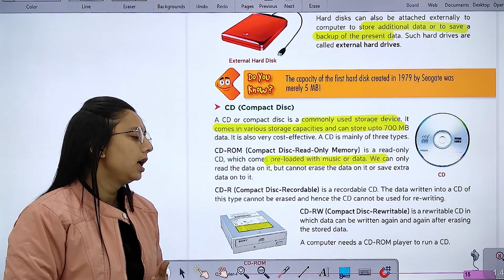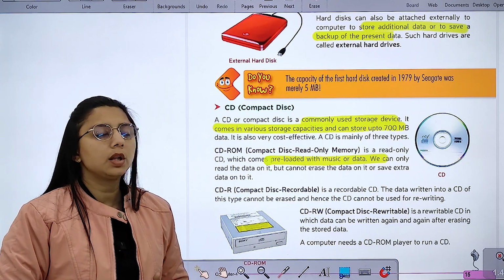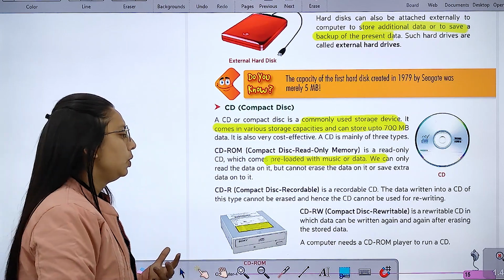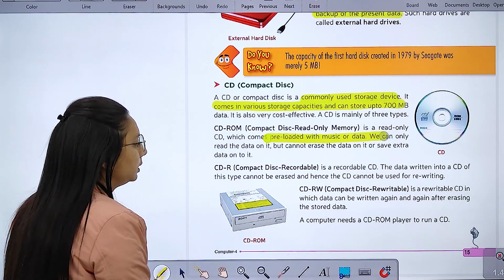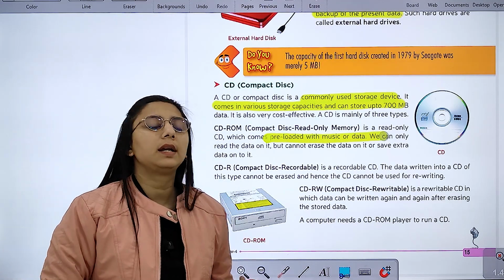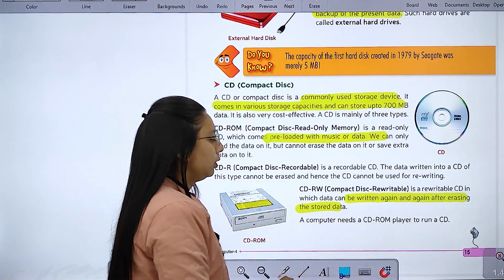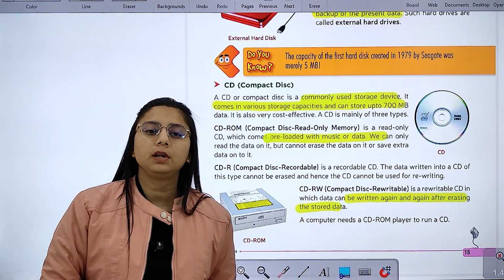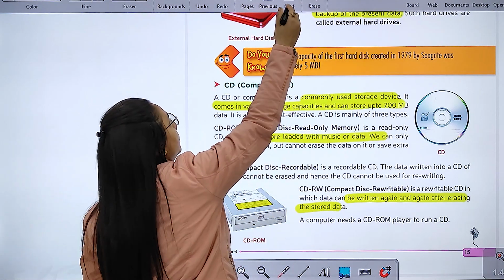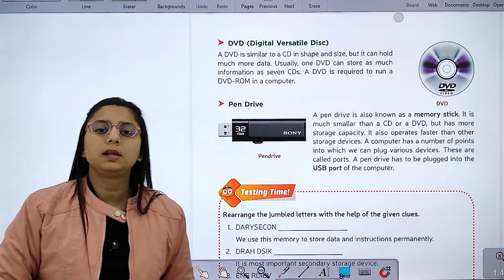Then we have CD-R, that is compact disk recordable. In this you can record movies and music. Then we have CD-RW, meaning rewritable. Data can be written again and again after erasing. You may delete what you have stored and add different things. Now DVD, that is digital versatile disk.